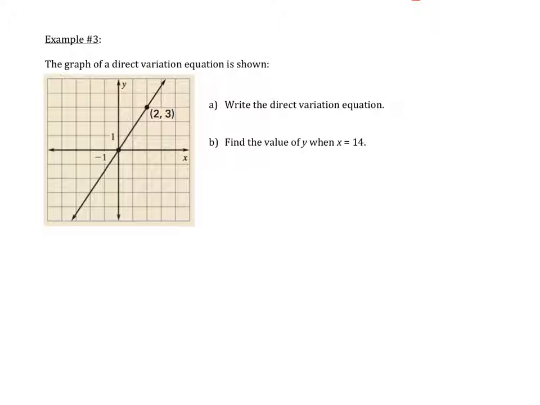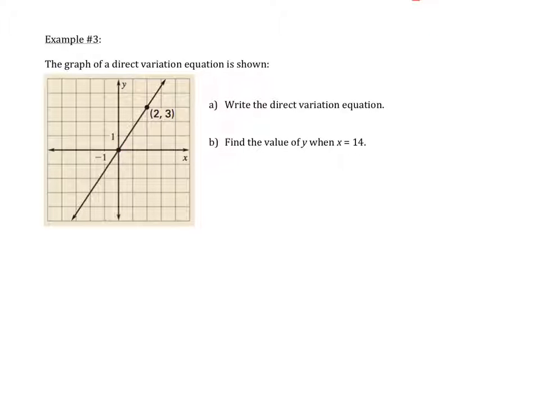Example number 3, the graph of a direct variation equation is shown. Part A, write the direct variation equation. Now remember, direct variation is basically just a slope-intercept form equation. So what we just need to find is the y-intercept and the slope. So first, you can see that the y-intercept is at 0. The y-intercept for a direct variation equation is always going to be 0. Therefore, all you're left to find is the m, the slope.